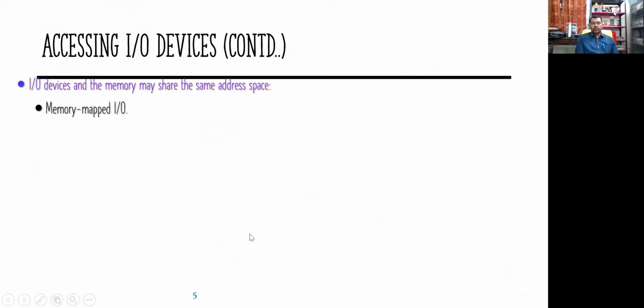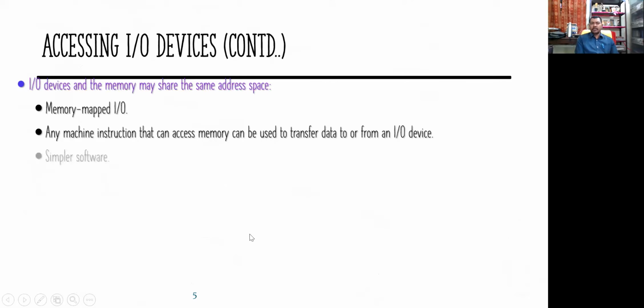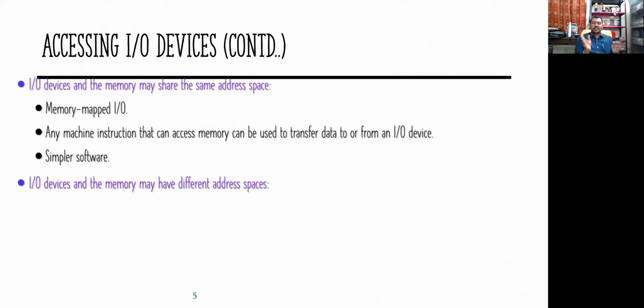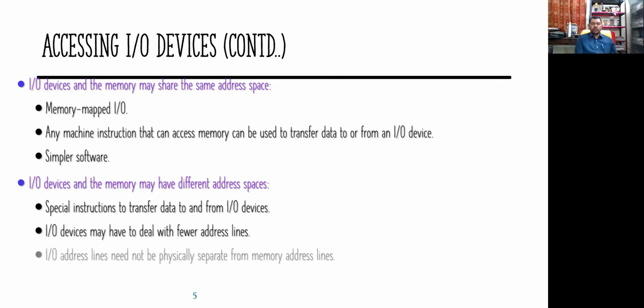Then input output devices and memory may share the same address space. Those are called memory mapped input output. Any machine instruction that can access memory can be used to transfer data to or from the input output devices, and it requires simple software. Whereas the other type of data transfer is when the input output devices and memory do not share the same address space, but have a separate, different address space. In that case, special instructions to transfer data to and from the input output devices are required.